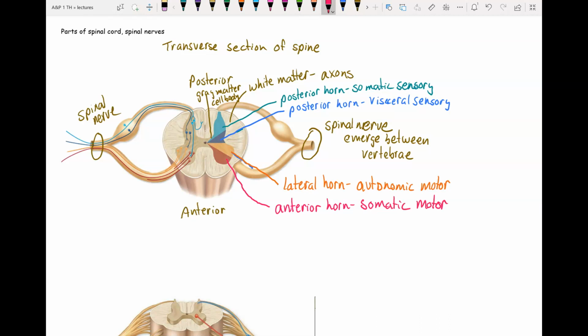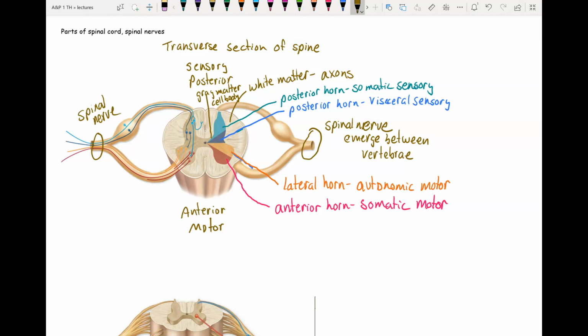So those 4 basic types of functions of the nervous system are split up into their own areas of the spinal cord. And notice that the anterior side of the spinal cord has all of your motor function, and the posterior side has all sensory function.